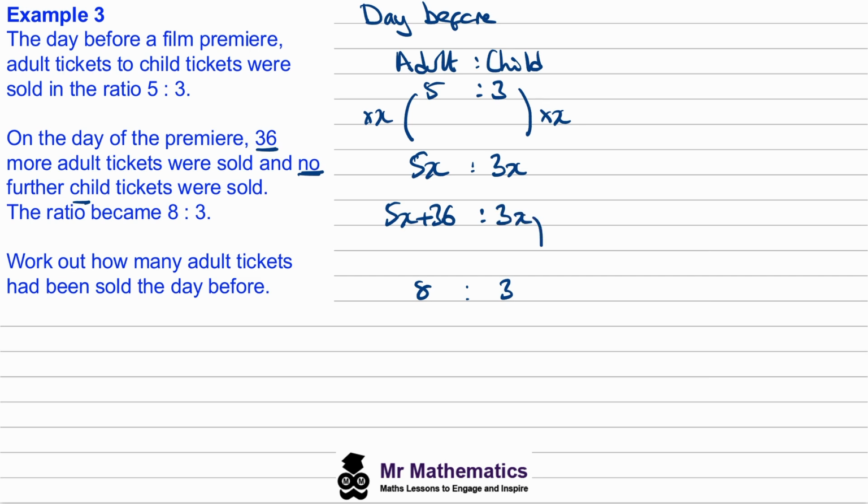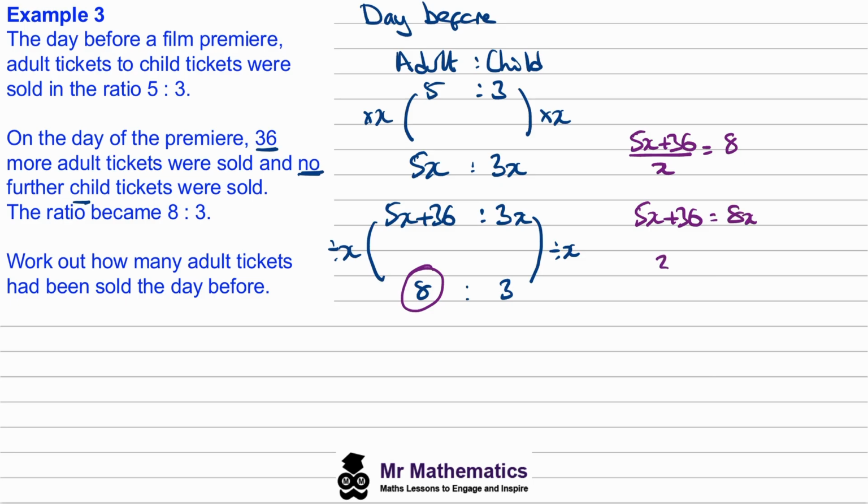We can go from 3x to 3 by dividing by x. So we'll do the same to the other side. And then we get the equation 5x plus 36 divided by x. This will give us the 8 here. We'll move the division of x to the right hand side. So 5x plus 36 will equal 8x. We'll take away 5x from both, so 36 will equal 3x. We'll divide both sides by 3, so x will equal 12.